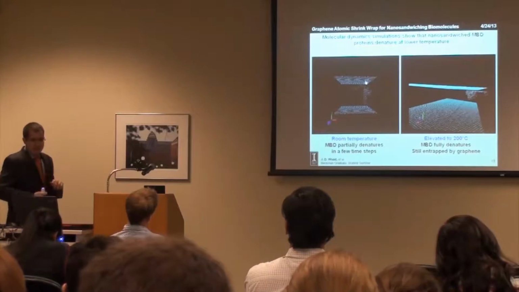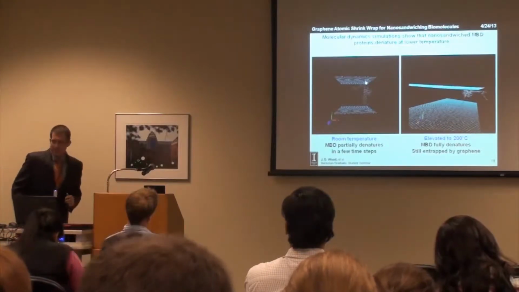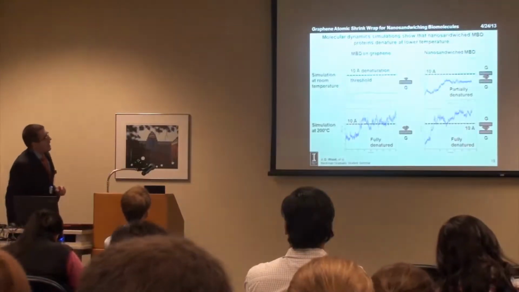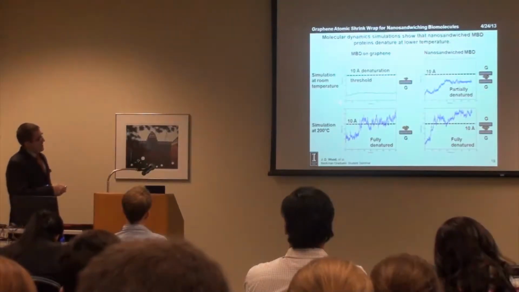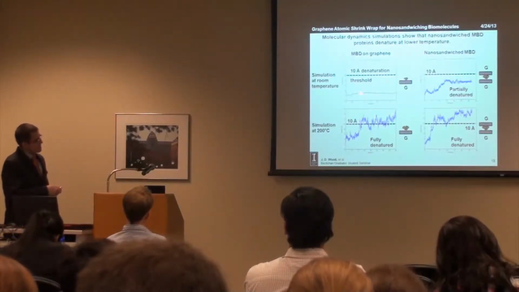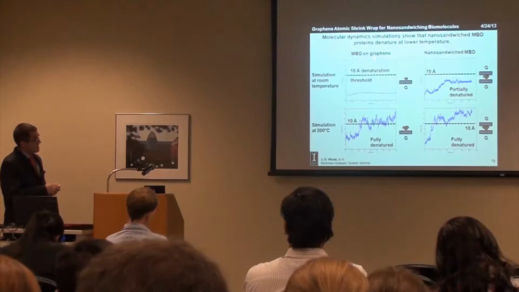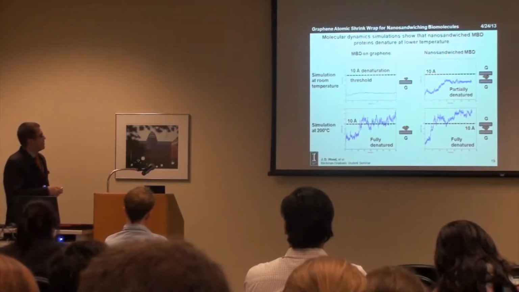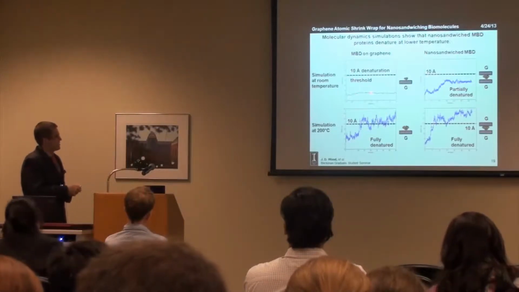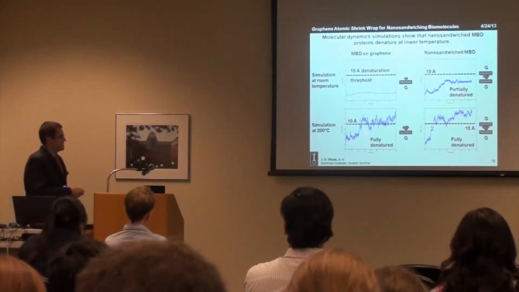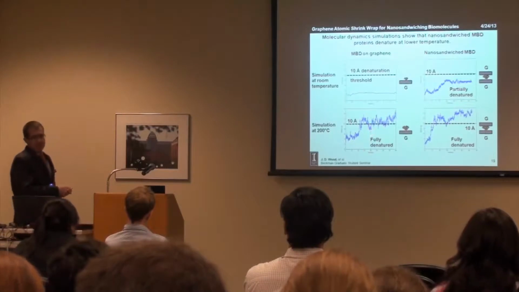So this encapsulation essentially causes the protein to immediately denature. To do a control against that, we look at the trajectories of the bonds, in this case for both the protein sitting on one graphene sheet and the protein between two graphene sheets. And we notice that at room temperature, it doesn't denature when it's on one graphene sheet, and at 200 Celsius, it's fully denatured, which is not terribly surprising.